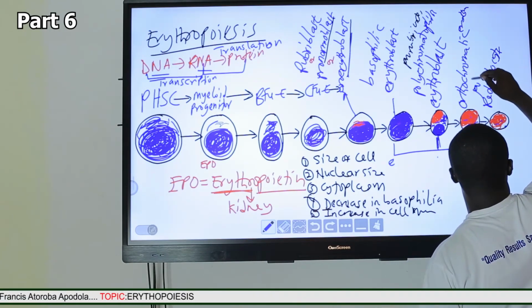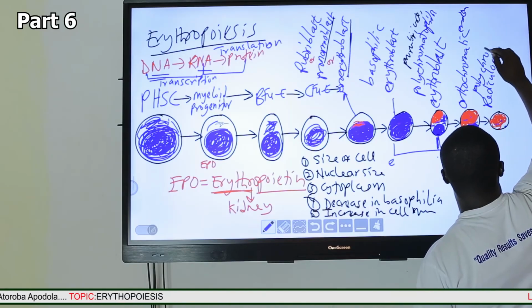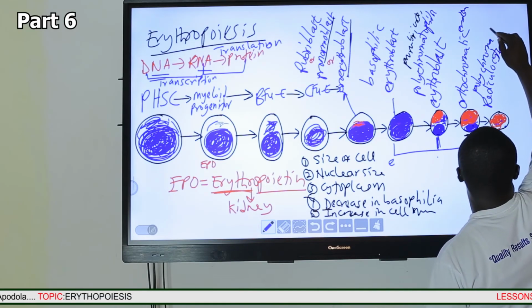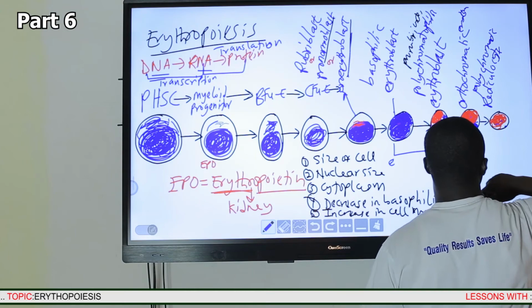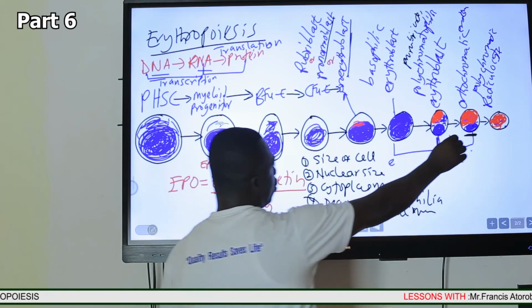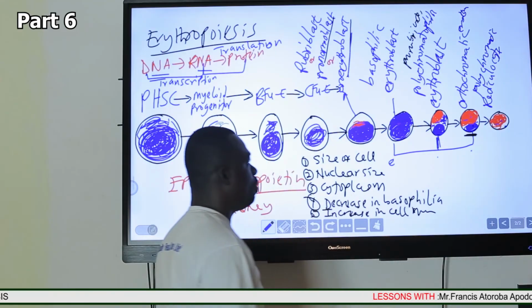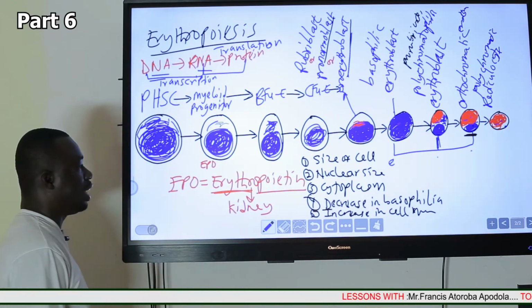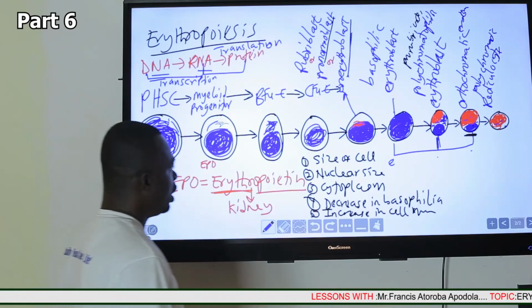So that is a polychromatic cell, a polychromatic reticulocyte. Because of the RNA, we will see it as a polychromatic cell when viewed under the microscope.